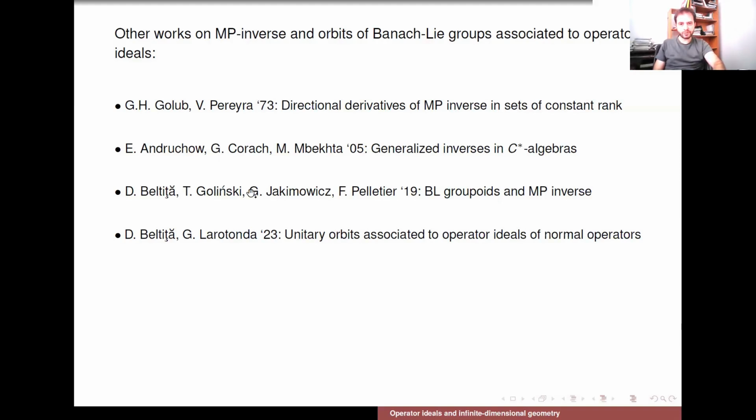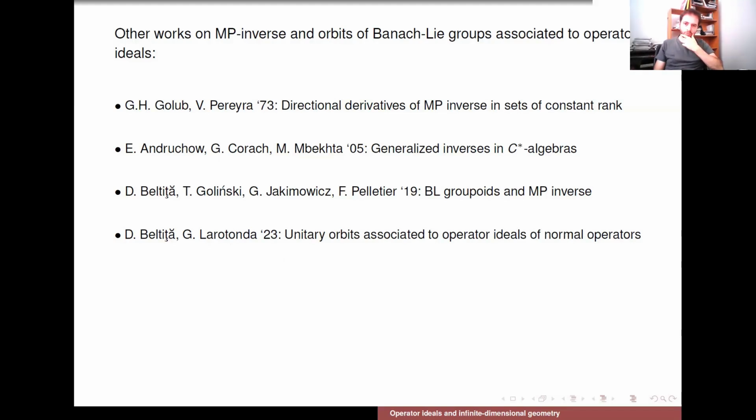Then I would like to mention this paper by Beltita, Goliński, Jakimowicz, and Pelletier about Banach-Lie groupoids and the Moore-Penrose inverse. In the last section, they have some results about the Moore-Penrose inverse related to Banach-Lie groupoids, and they propose to study differentiability properties of the Moore-Penrose inverse in more general Banach algebras. And then the last work here by Beltita and La Rotonda.